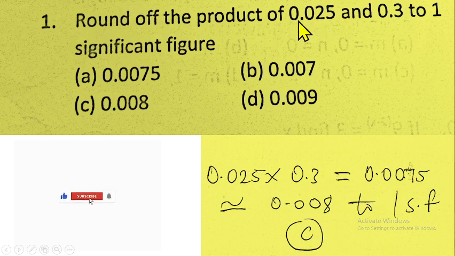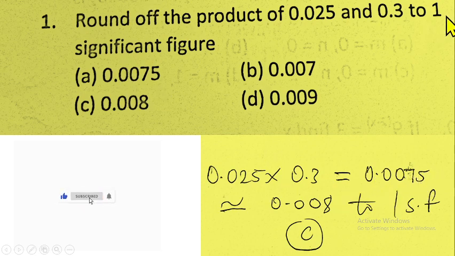We have to round off the product of this number and this to one significant figure. What is the meaning of products? That means you have to multiply 0.025 and 0.3. So when you multiply them, whatever you get, then approximate it to one significant figure. So when you multiply 0.025 times 0.3, that gives us 0.075.